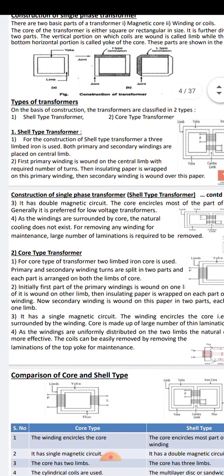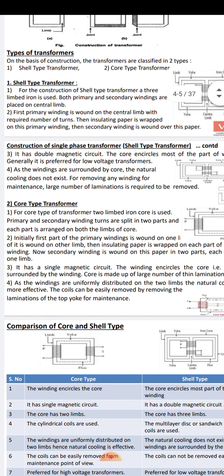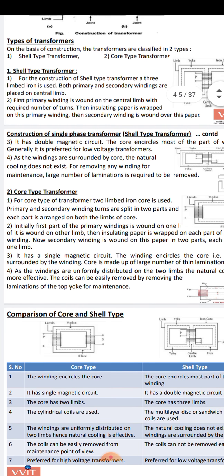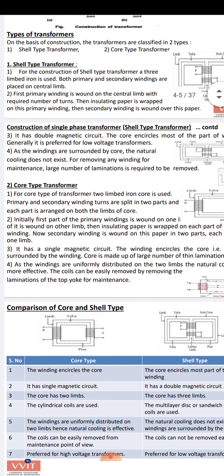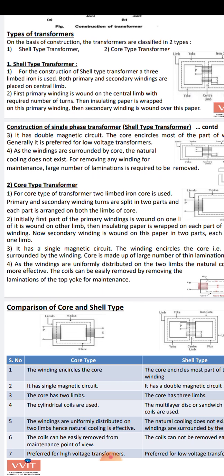And when coming to types of transformers, the types are dependent upon the construction. On the basis of the construction we divide the transformers into shell type and core type. So first see what is meant by a shell type transformer. For the construction of a shell type transformer, a three-limbed iron core is used.